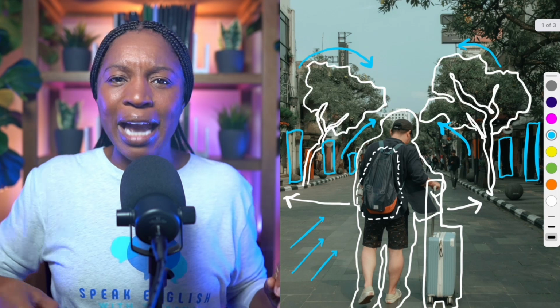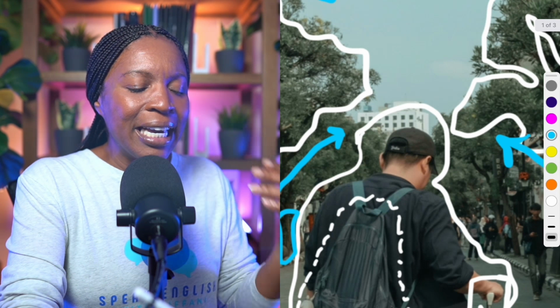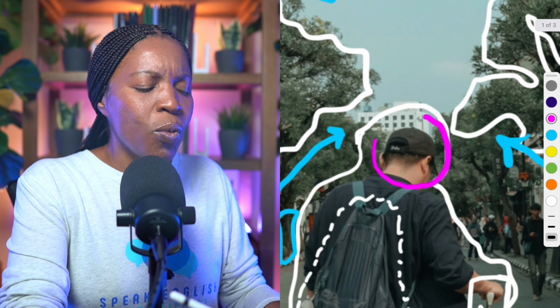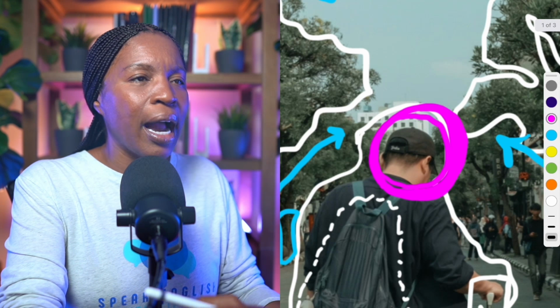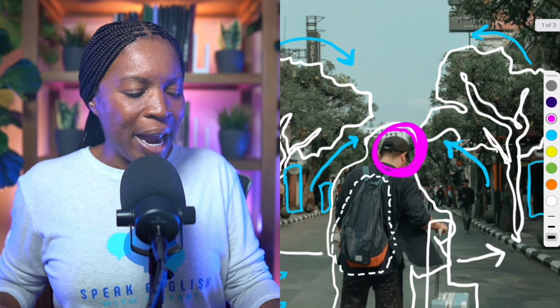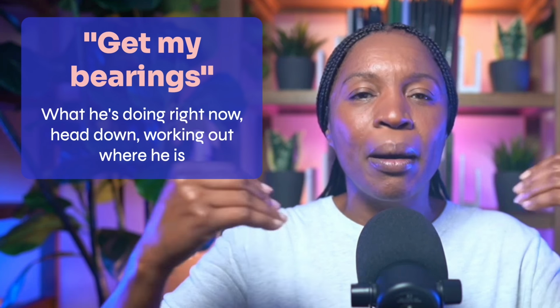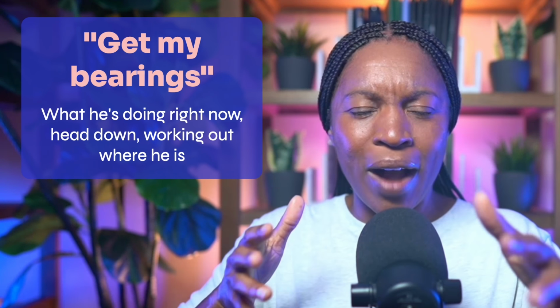So if we're looking at our image that represents our world and we're looking at this individual, we can see that he is looking down and he is thinking. So what expression could describe what's happening? The expression is get my bearings. This man has just arrived and he's walking on this street. So maybe he's thinking to himself, I need to get my bearings. This is what he's doing right now. He's working out where he is, where he has to go. The expression is get my bearings. I'm trying to find out where I need to go.